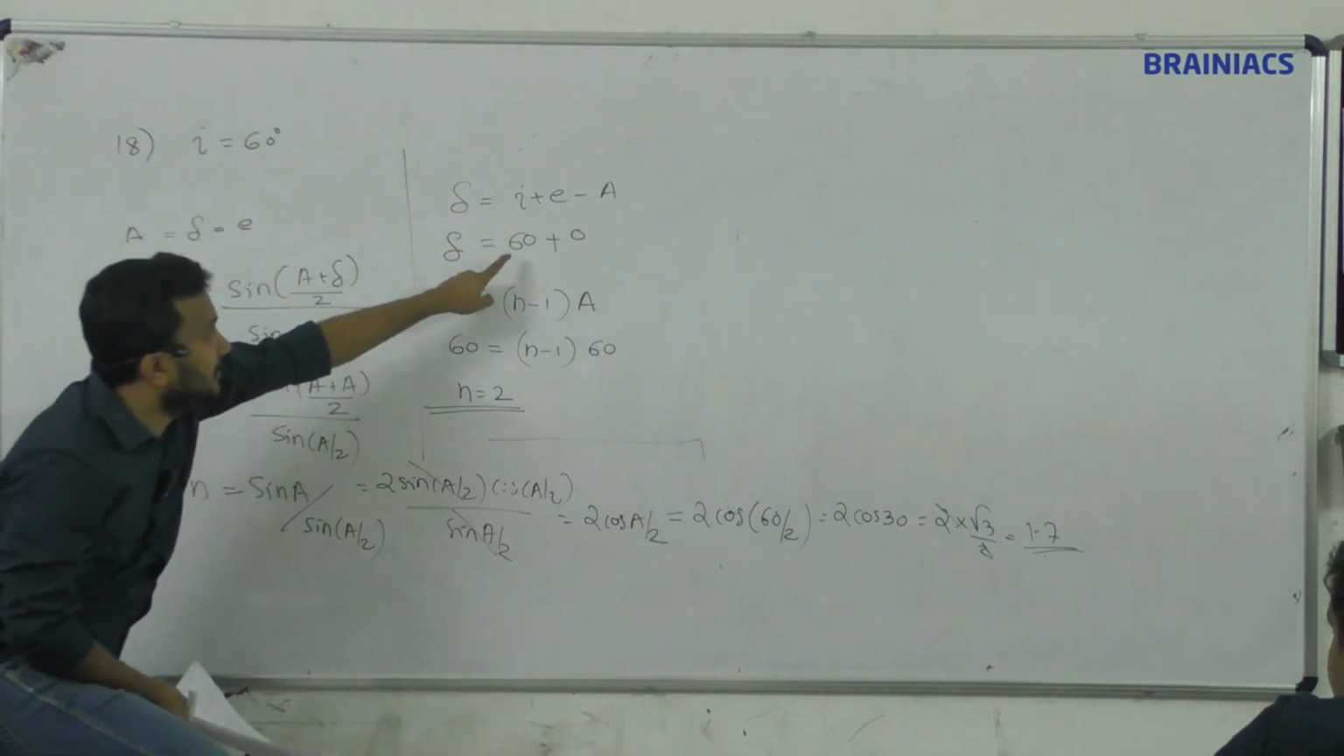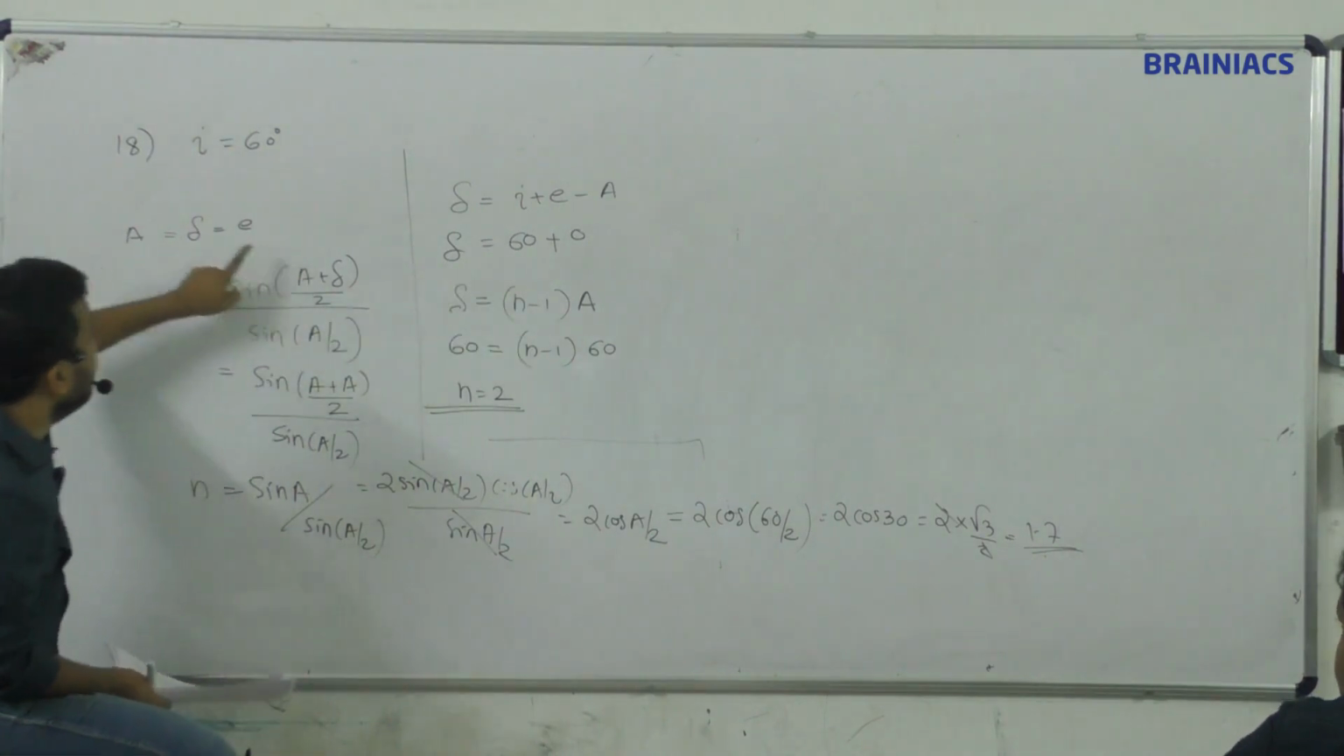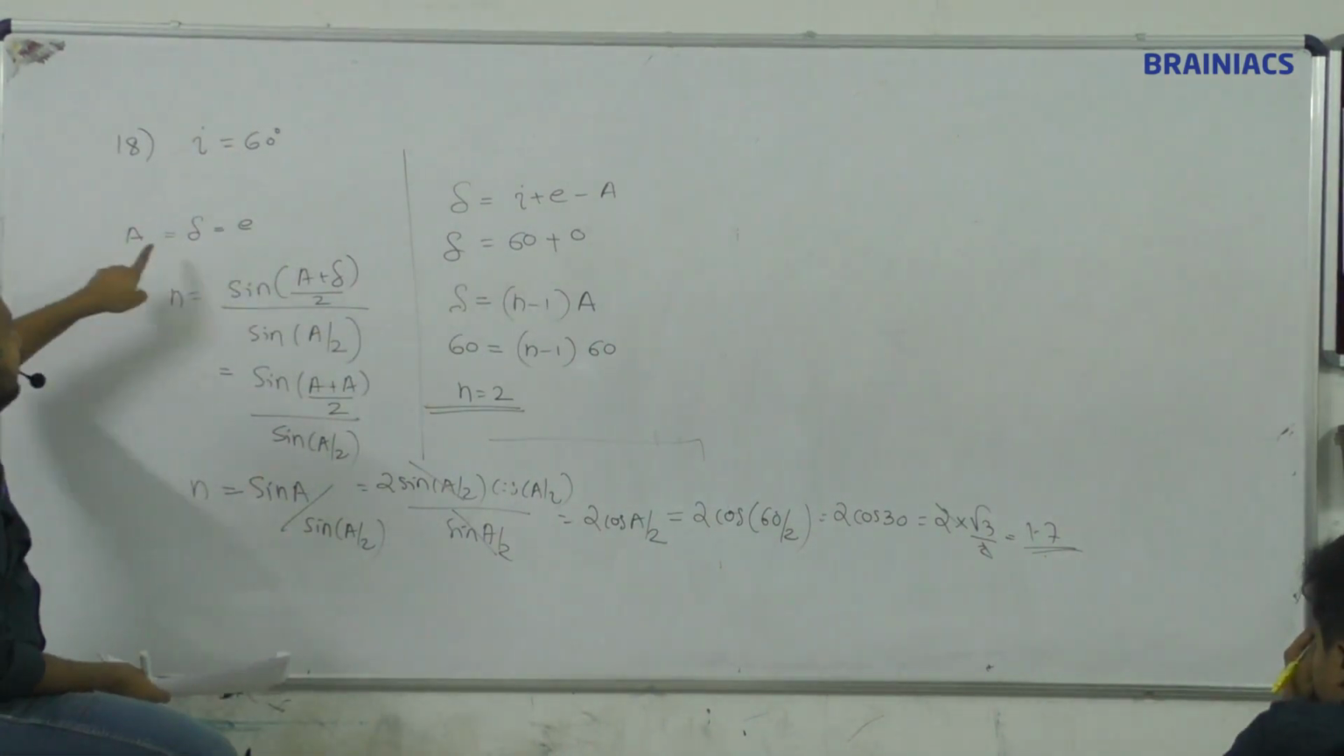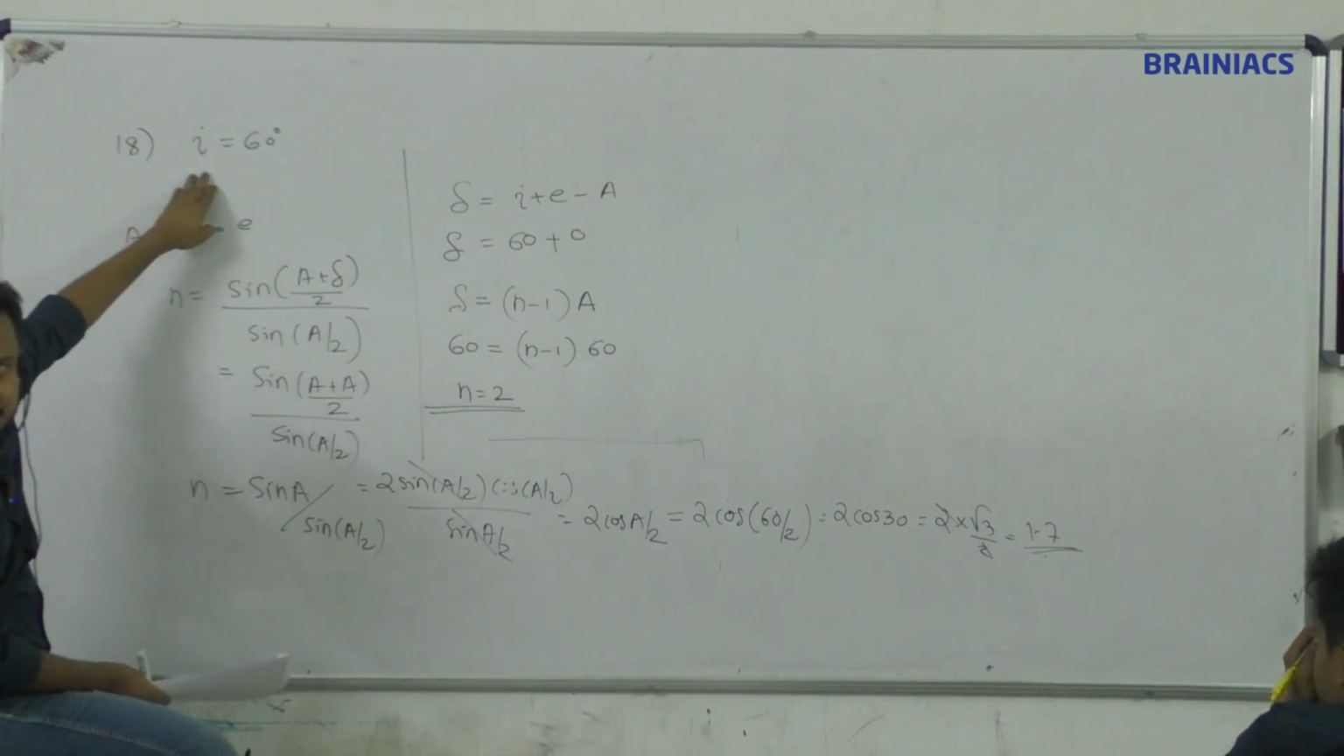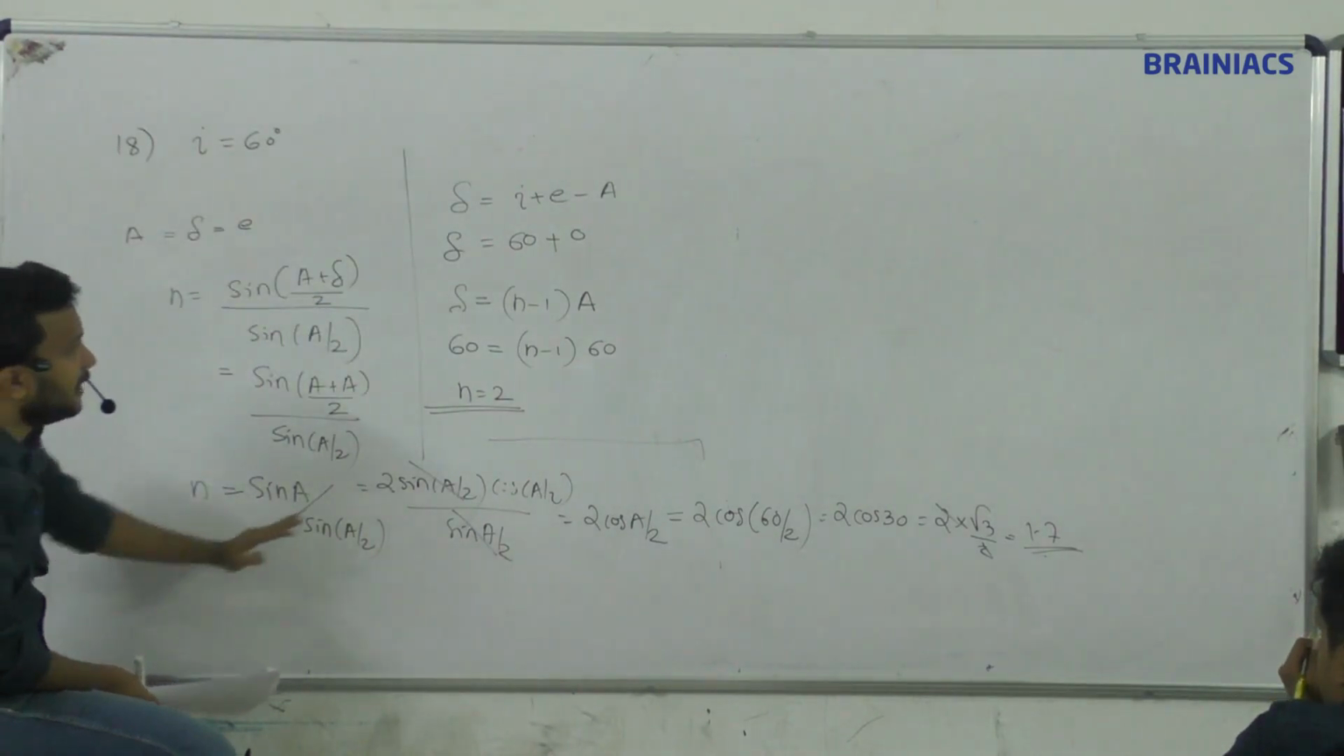We got E, here we got delta equal to 60. Delta 60 means E 60, A 60, already I 60 is given. So I is equal to E, which means delta. So this formula is applicable.